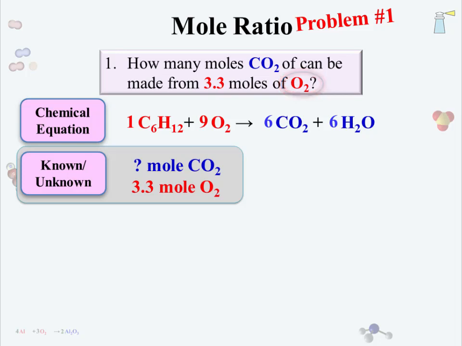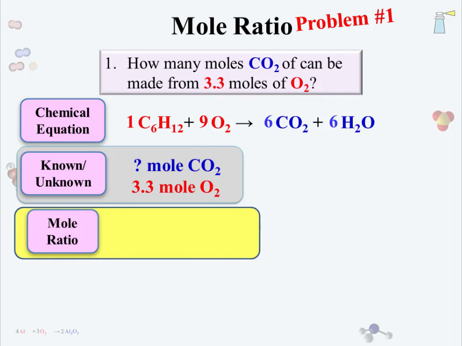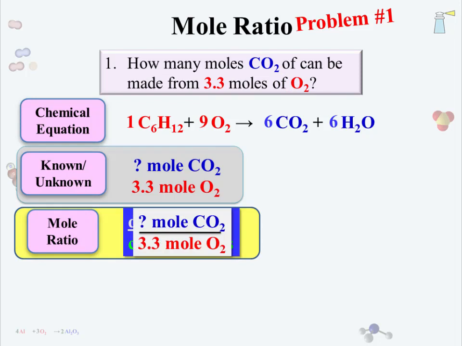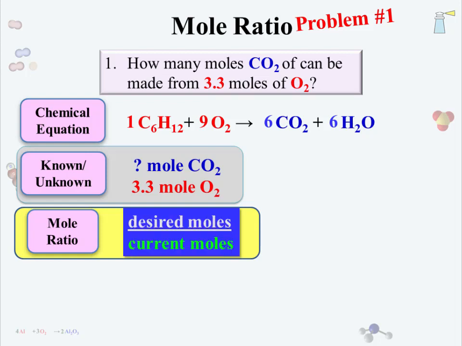It's time to find a mole ratio involving the desired and current units. Can we just go to the known and unknown in the previous step and write down that ratio? No, we cannot. The mole ratio is not determined from the amounts given in the problem. It is only found by an examination of the balanced chemical equation. There are no circumstances in which values from the problem are used to get the mole ratio.